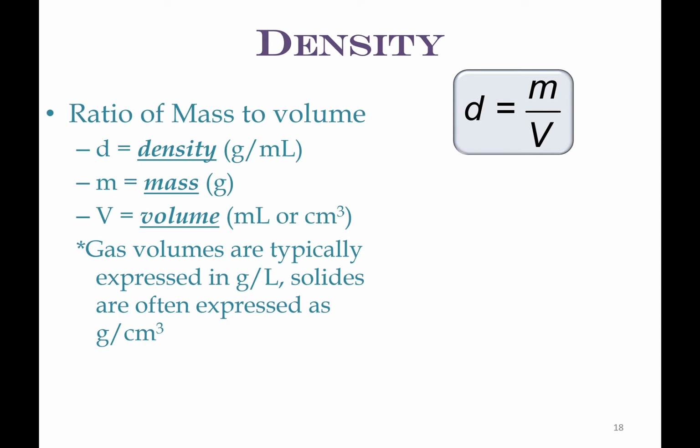So now we're going to take two of our values that we just talked about: mass, which is the amount of matter in an object, and volume, which is the space it takes up. So mass and volume, we're going to take their ratio. Well, that's called density, and density is actually going to be constant at the same temperature.